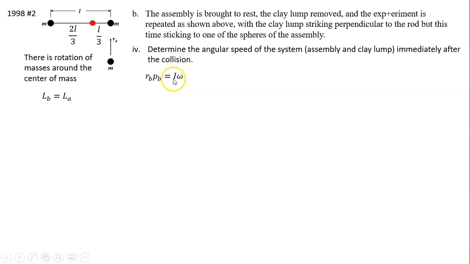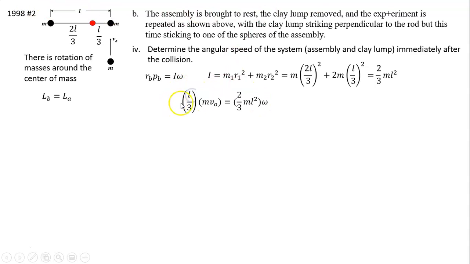We have to find total I, then we can find omega. What is I? I is m1 r1 squared plus m2 r2 squared. m1 is just m times r1, which is 2L over 3, squared, plus m2 is 2m because 2 stick together, times the distance between the center of the mass to the 2m, which is L over 3. So you have I equals 2/3 mL squared. Now we can substitute everything in, R times P equals I times omega. You can solve for omega.